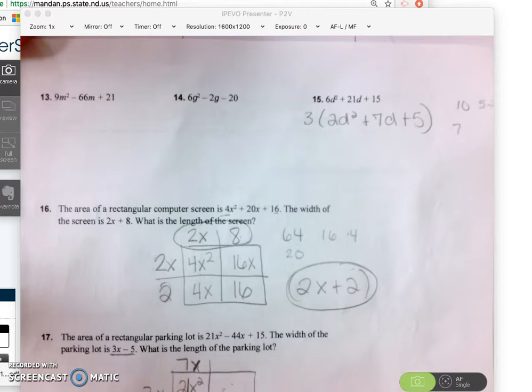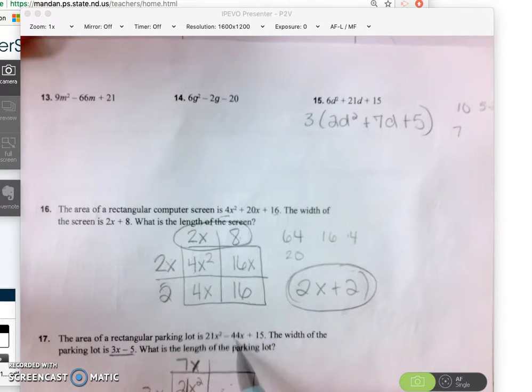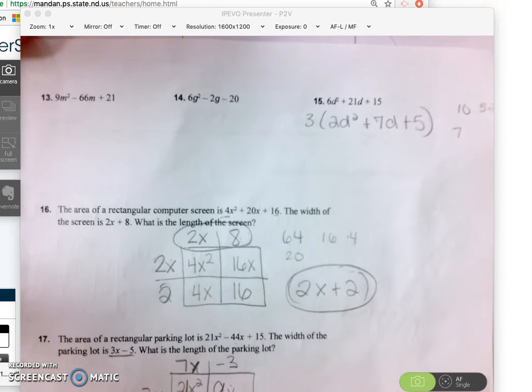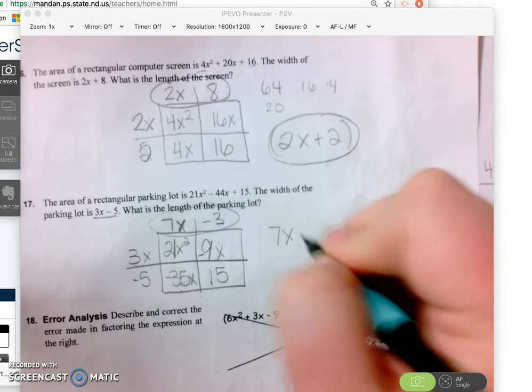So I should look here. This would make 35x. So what added to 35x will get me negative 44? So here, what times negative 5 gets me? So negative 3. And this here would get me a negative 9x, when added together, gets me a negative 44. So here, 7x minus 3 is my other side length. 7x minus 3.